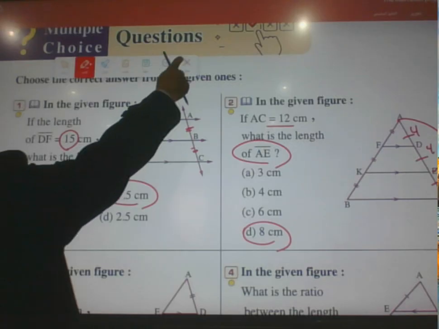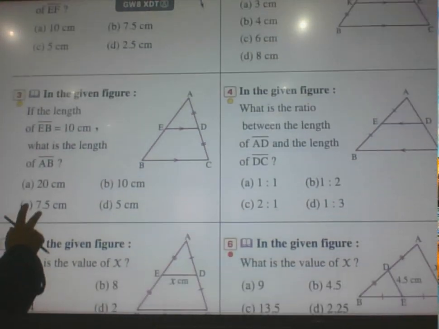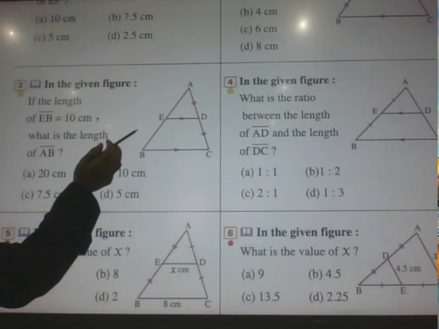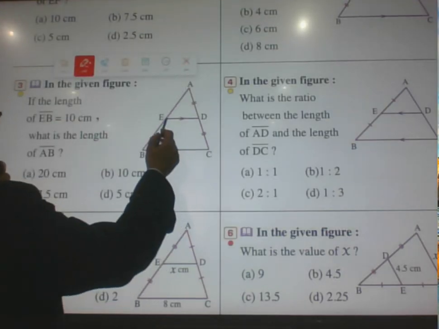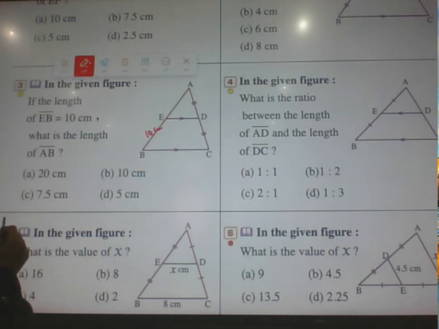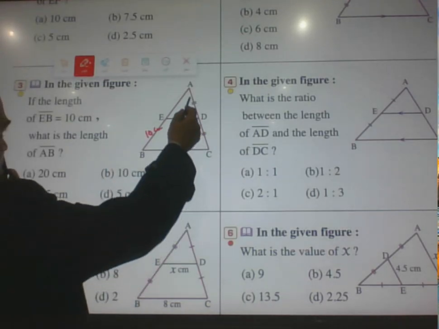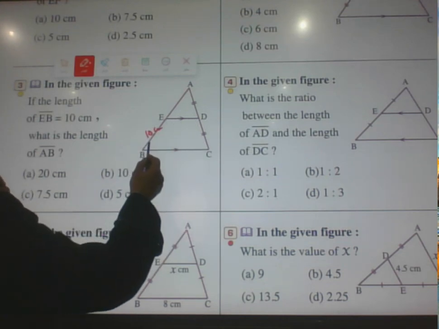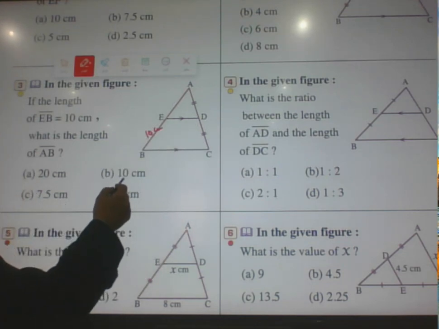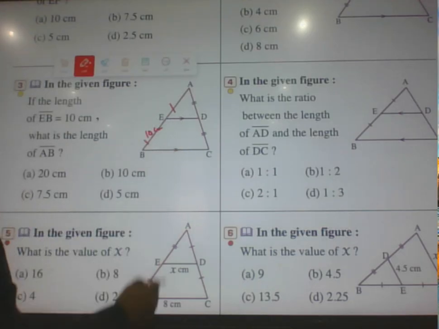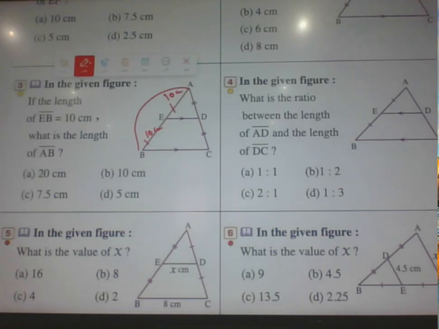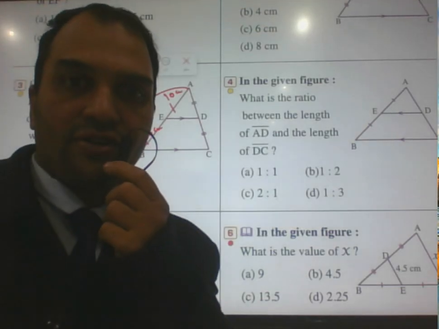Next question here, number 3. In the given figure here, he gives me EB equal 10 centimeters. This side length EB was 10 centimeters. What is the length of EP? Okay, we have a triangle. D is the midpoint of EC and DE is parallel to PC. Then E will be the midpoint of EP. So E equal to EP. They are equivalent. We have here also 10 centimeters in the length. From E to B, it will be 10 plus 10 equal 20 centimeters. Choose letter A.